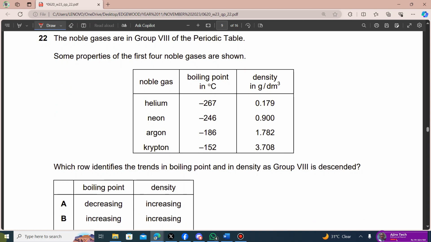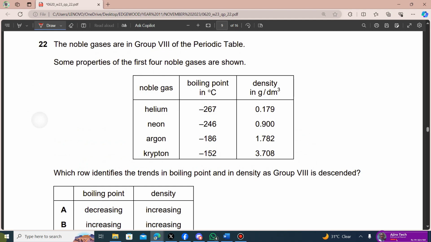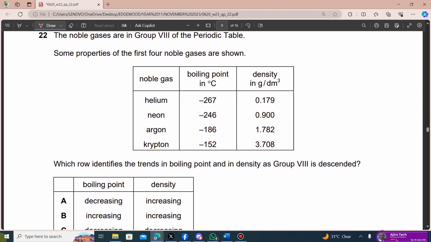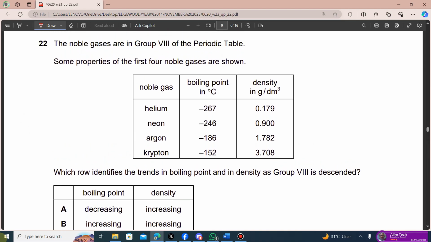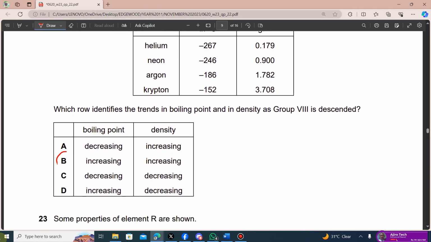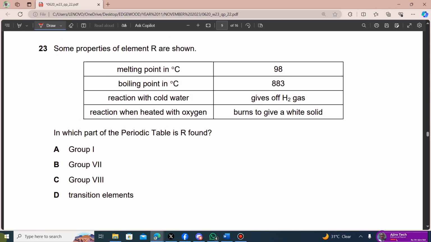Noble gases are in group 8 of the periodic table. We are given some properties here. Which row identifies the trends in boiling point and in density? If you look at the trend going on here, what you observe is that the boiling point is increasing while the density is equally increasing. So just look at the values and the trend. You look at B, increasing. That says that.